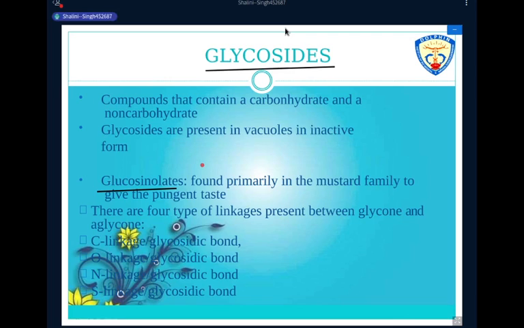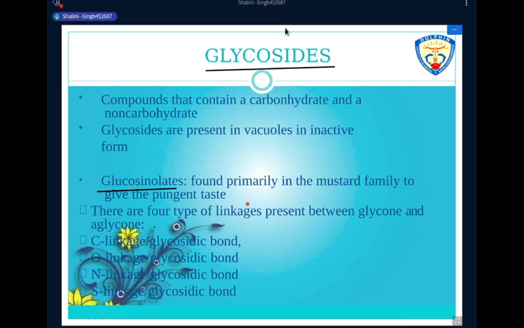Examples of glycosides are glucosinolates. They are found primarily in the mustard family to give the pungent taste. So sometimes the pungency varies in your mustard oil. There is a different degree of pungency in different mustard oil, that is due to the amount of glucosinolates. If the glucosinolates amount is high, then pungency would be very, very high.